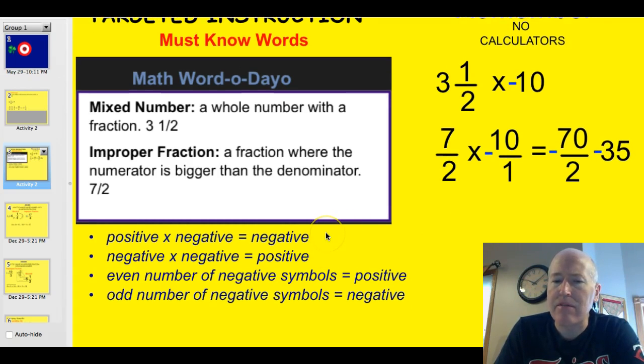A couple things to remember. A positive times a negative is a negative. A negative times a negative is a positive. Remember, if it's an even number of negative symbols when you're multiplying or dividing, you are going to have a positive quotient or product, or answer if you'd like to say it that way. If you have an odd number of negative symbols, it's going to be a negative answer.